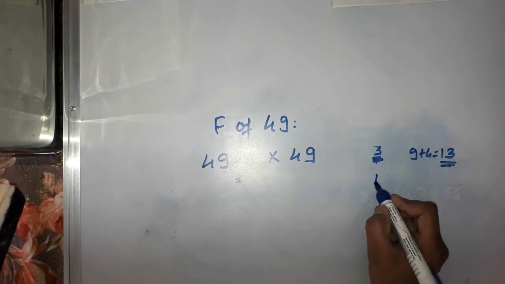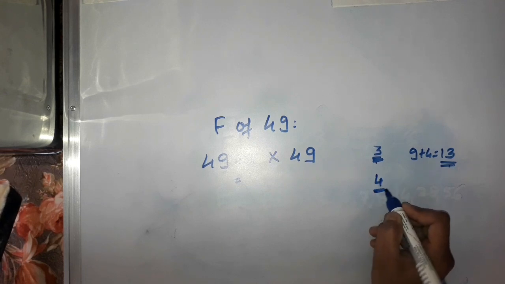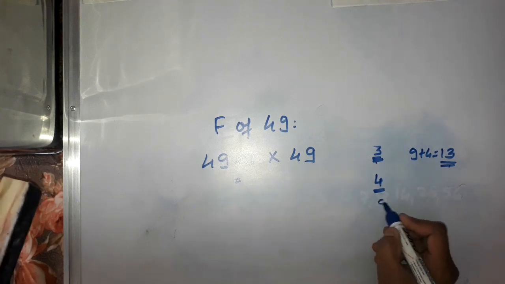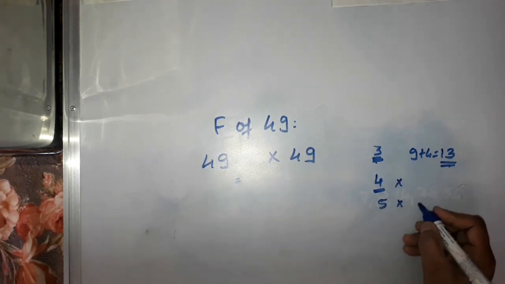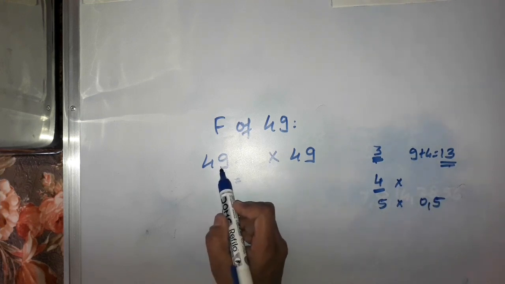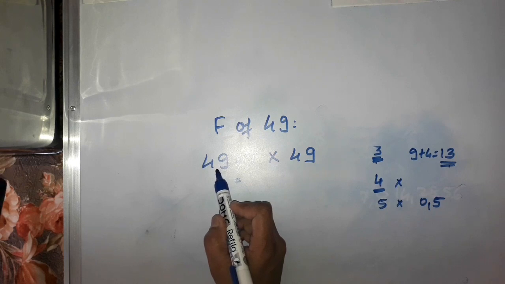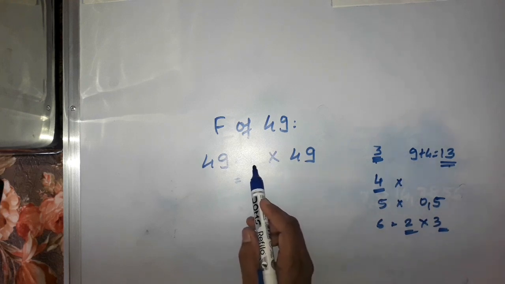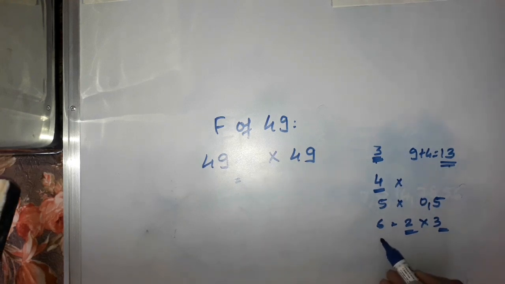So 3 is not a factor. After 3 we will go for 4. For 4, the number should be even, which is not the case here. So 4 is not a factor. For 5, the number should end with 0 or 5. Here it's not the case, so 5 is not the factor. 6, that means the number should be divisible by 2 and 3. Here it's not the case, so 6 is also not the factor.